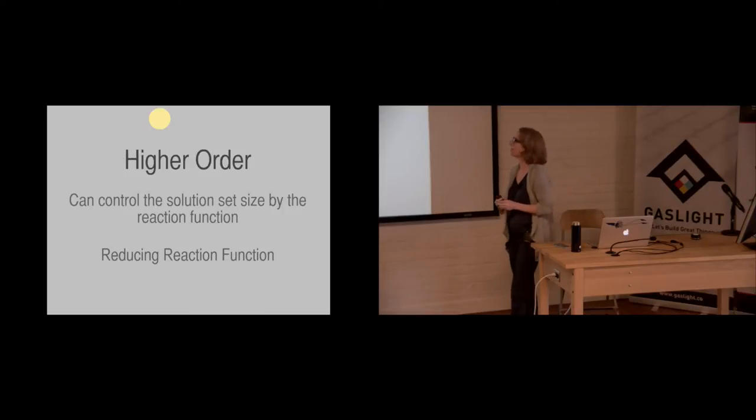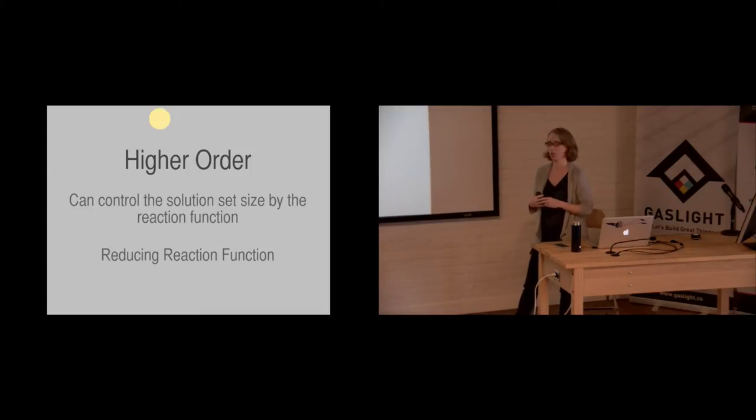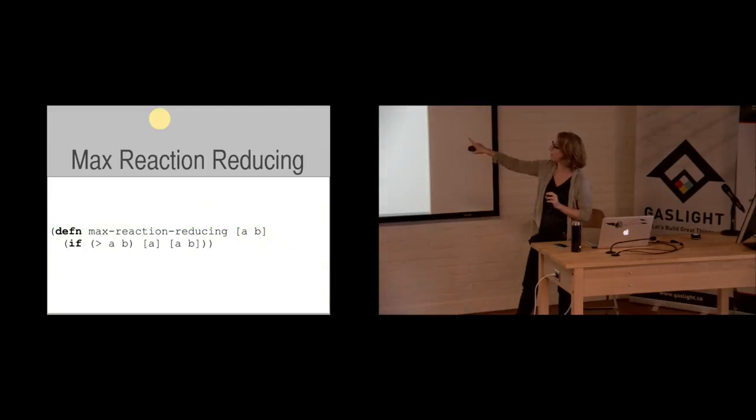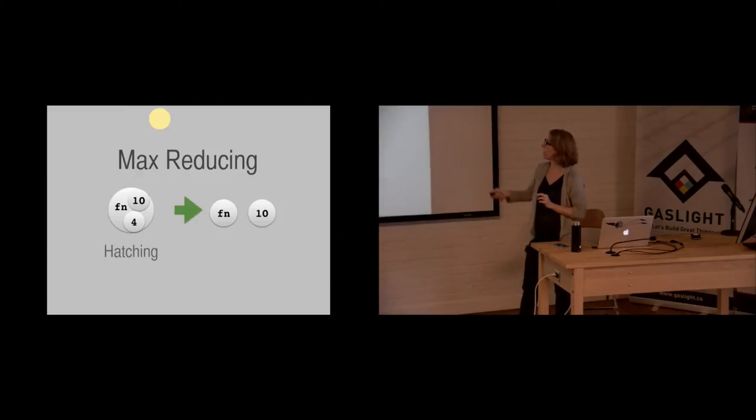The interesting thing about this is you can actually control the solution set size by the reaction function. In all of our other examples, we were taking in two molecules and returning two molecules, keeping it steady state. If we change that, we could actually make the solution smaller as it goes along. We could make a reducing reaction function. How this would be changed in the max is, if you take in two molecules, you would just return the A instead of returning two A's. So how would that look? You take in the two molecules there, you apply the function, and it would just return the 10 for the max.